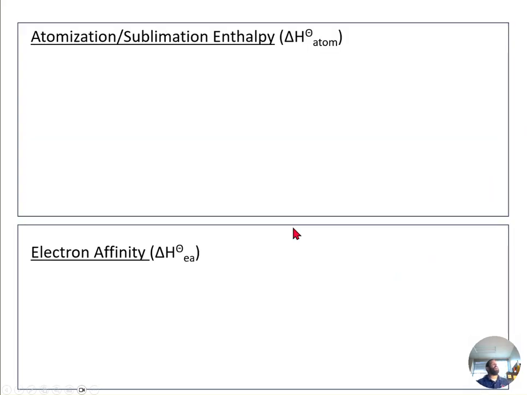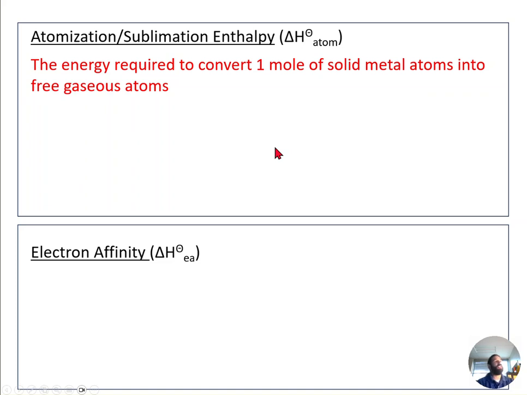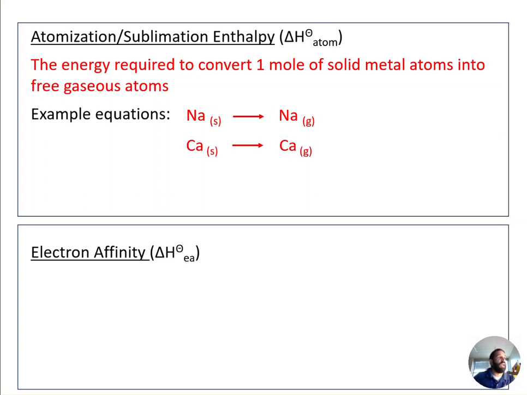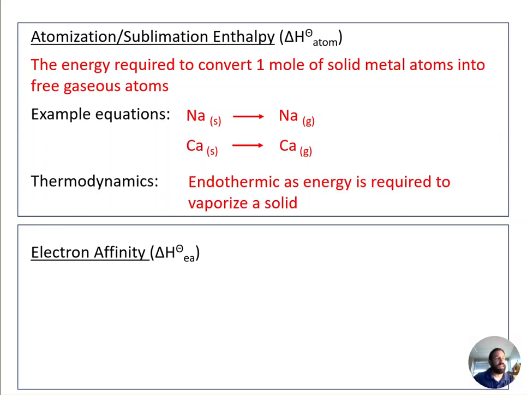All right, the next type of enthalpy change is called the enthalpy of atomization or sublimation. That is the energy that is required to convert 1 mole of solid metal atoms into free gaseous atoms. So these equations are pretty simple, just sodium solid going to sodium gas, calcium solid going to calcium gas, etc. The thermodynamics: these are always endothermic as it takes energy to vaporize a solid.